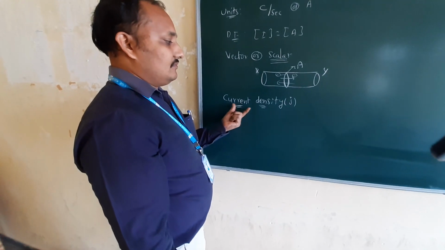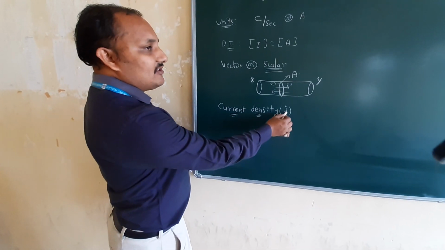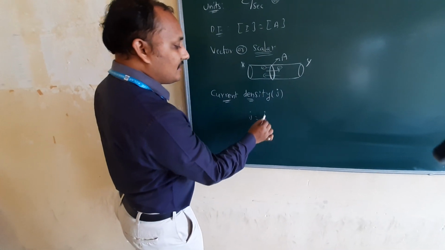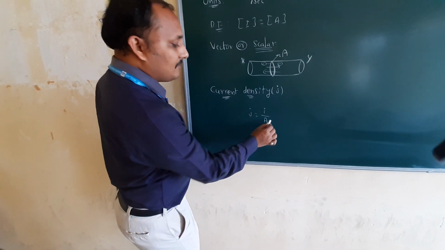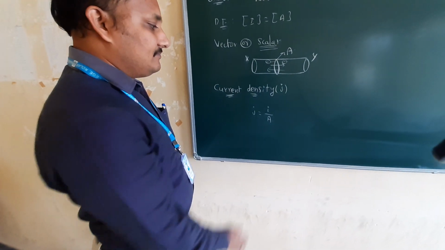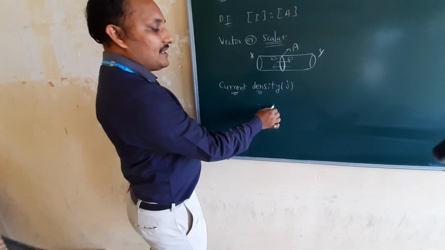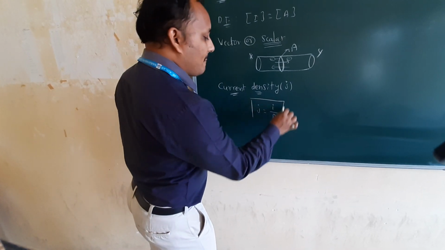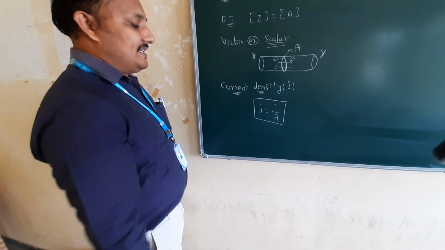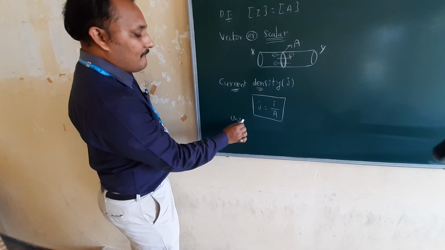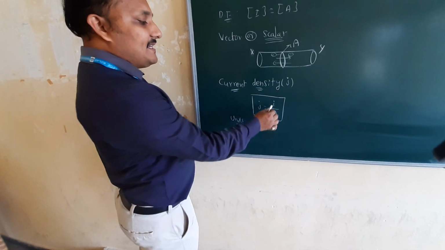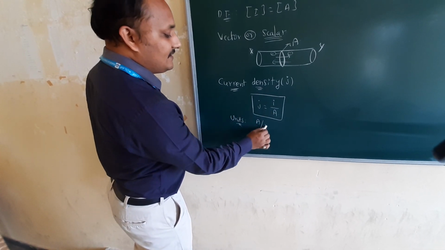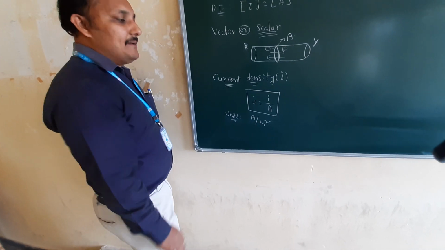Next definition, current density. Current density is denoted by J. The definition: the amount of current per unit cross-sectional area, I by A. The amount of current per unit cross-sectional area is nothing but current density. So, what are the units? Current units ampere, area units meter squared, so ampere per meter square.